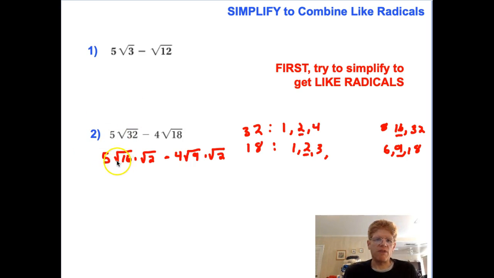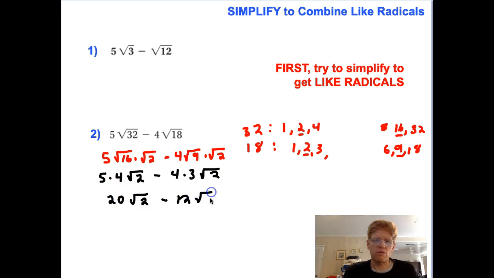We'll be left with 5 times the square root of 16, which is 4, times the square root of 2, minus 4 times the square root of 9, which is 3, times the square root of 2. And that's going to give us 20 square root 2 minus 12 square root 2.